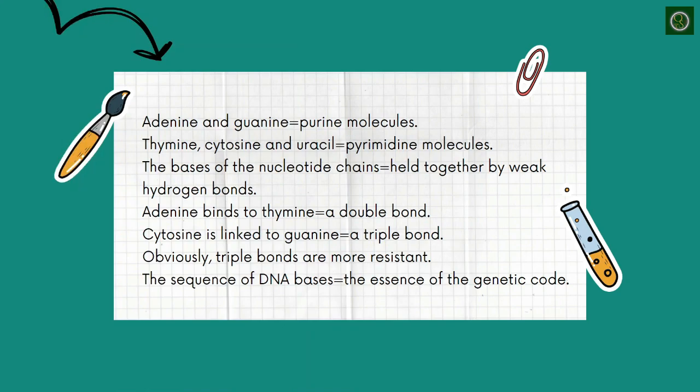Types of molecules. Adenine and guanine are purine molecules. Thymine, cytosine, and uracil are pyrimidine molecules. The bases of nucleotide chains are held together by weak hydrogen bonds. Adenine binds to thymine through a double bond. Cytosine is linked to guanine by a triple bond. Obviously, triple bonds are more resistant than double bonds. The sequence of DNA bases is the essence of the genetic code.